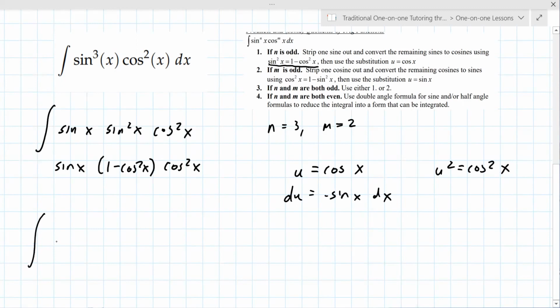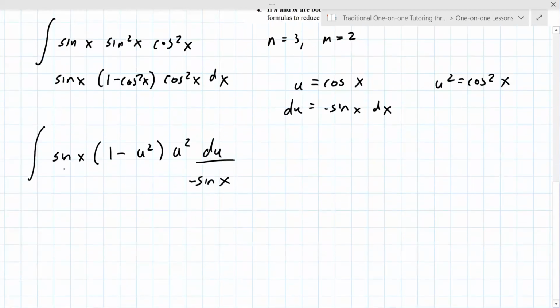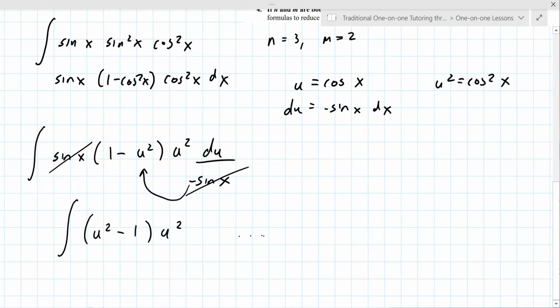So this becomes the integral sine x times 1 minus u squared, because cosine squared is u squared. We've got another cosine squared here, so we're assuming that's a u squared there. And then dx is du over minus sine x. And these cancel. This negative would go with the inside here. So you would actually just change it to u squared minus 1 times u squared, and you would integrate from here.